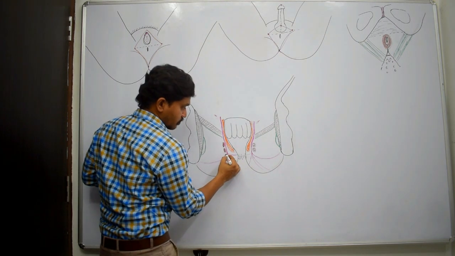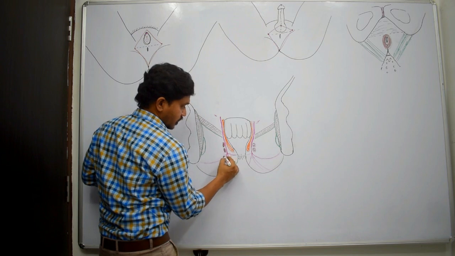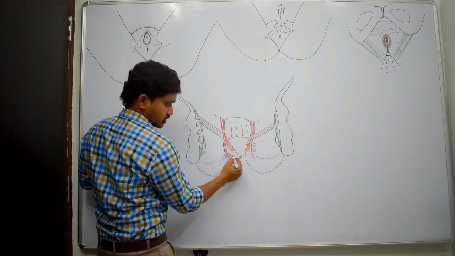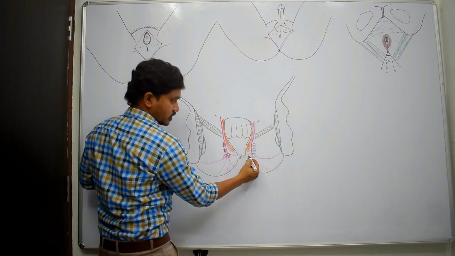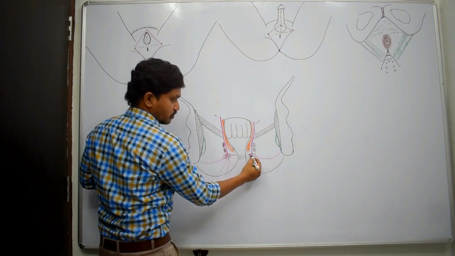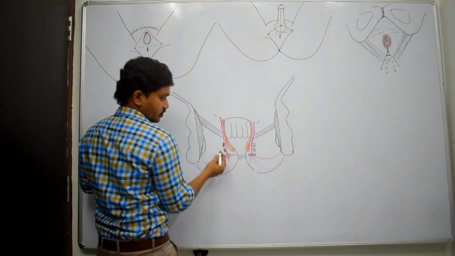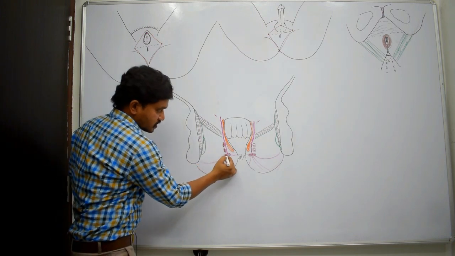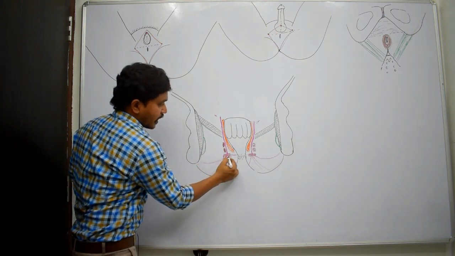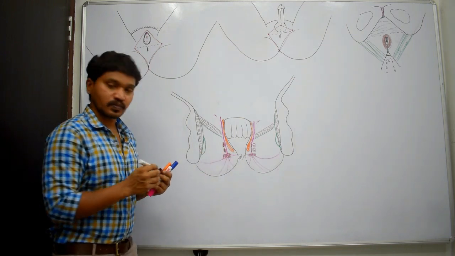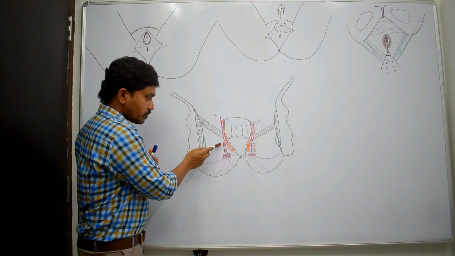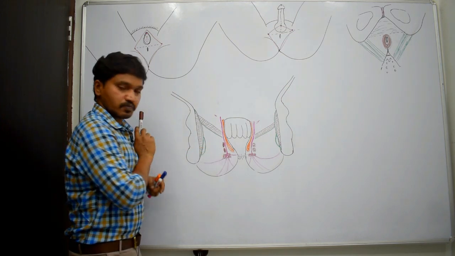Here is the subcutaneous part of external anal sphincter. So this is the subcutaneous part of external anal sphincter. This subcutaneous part is pierced by the conjoined longitudinal coat. That means this is the conjoined longitudinal coat, and it pierces the subcutaneous anal sphincter, right? Actually, external anal sphincter is divided into deep, superficial and subcutaneous parts, right?